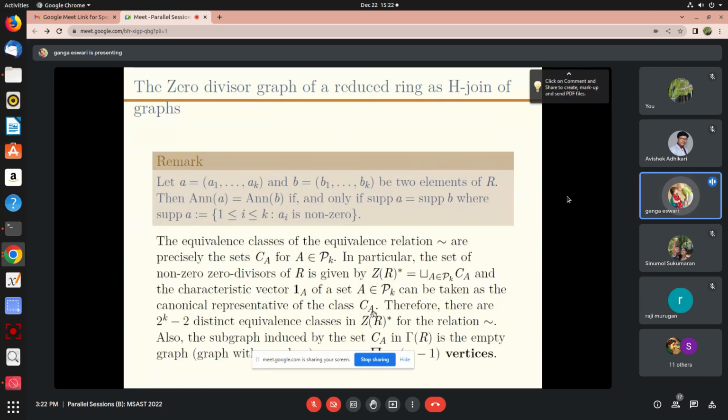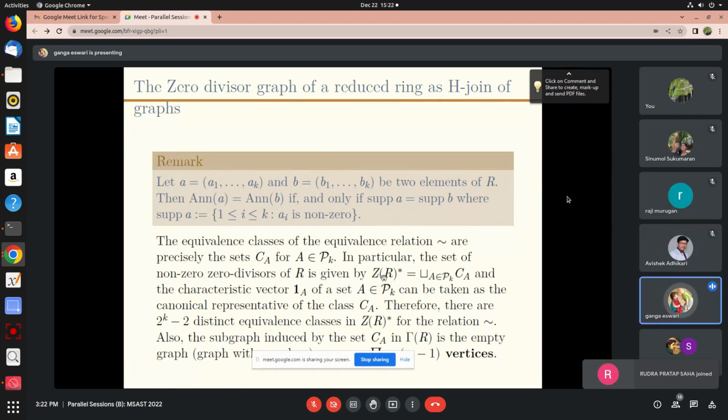Also, A is taken from rho of k. Rho of k is a proper subset of the set k. So A can be chosen in 2^k minus 2 ways.